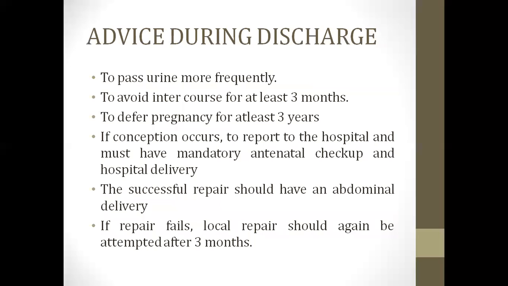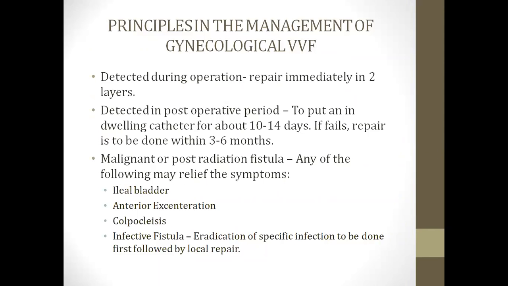The successful repair should have an abdominal delivery. So cesarean section has to be done after a successful repair of any vesicovaginal fistula. If repair fails, local repair should again be attempted only after 3 months. Principles in the management of gynecological VVF. If detected during operation, repeat repair immediately in 2 layers.